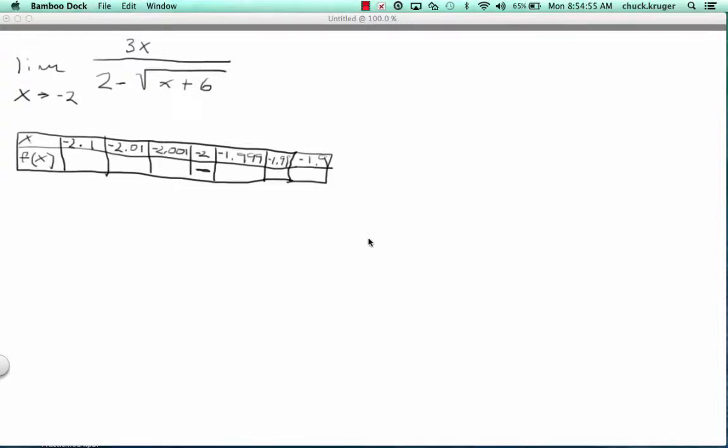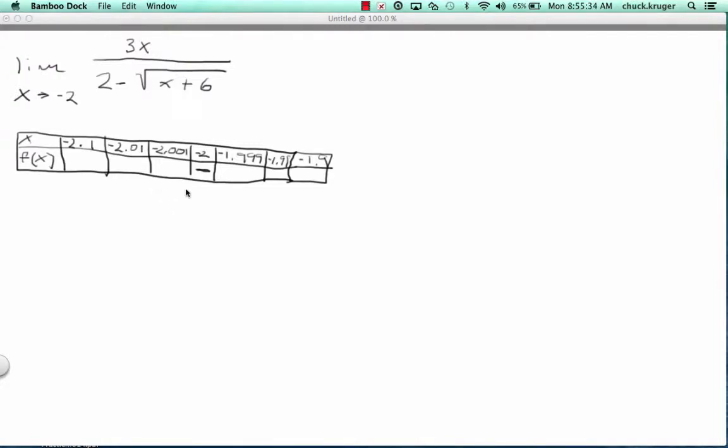Alright, we're still working on computing limits both numerically and graphically, and I have the limit as x approaches negative 2 of the function 3x divided by 2 minus the square root of x plus 6. When I put a negative 2 into here, negative 2 plus 6 is 4, the square root of 4 is 2, 2 minus 2 is 0 in the denominator. I'll have a negative 6 in the numerator, and negative 6 over 0 is undefined, and that's why I put this little slash in here.